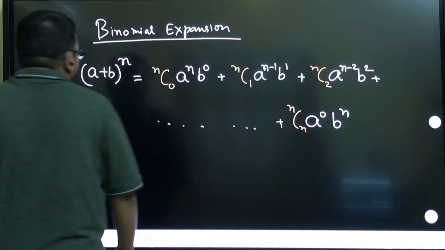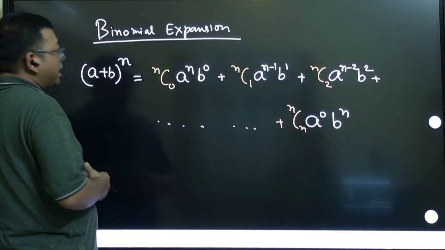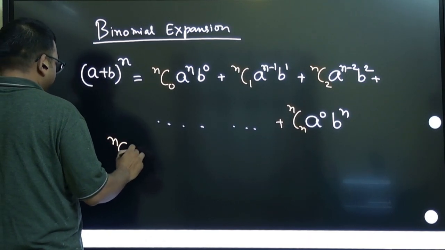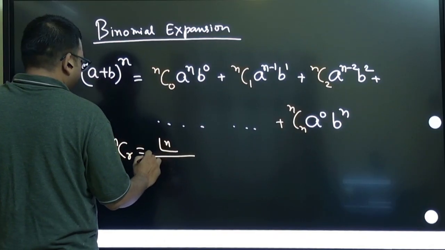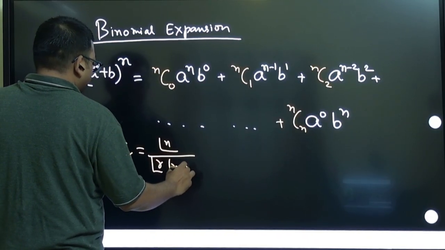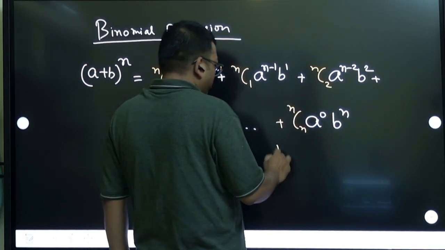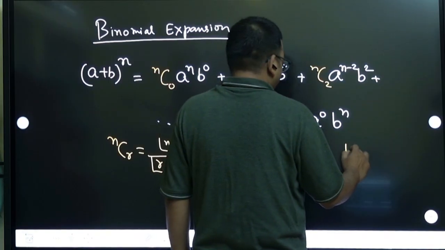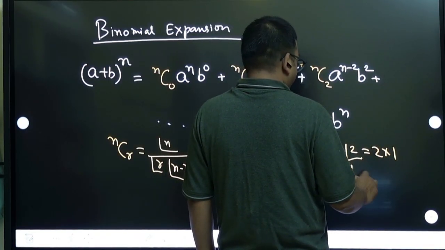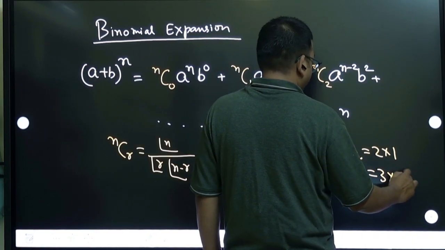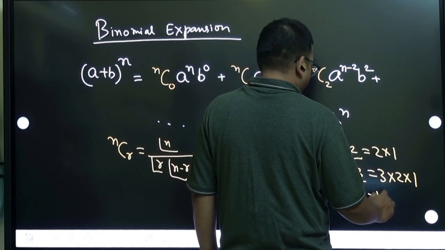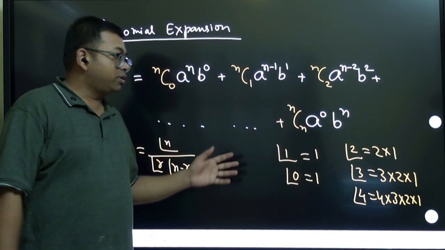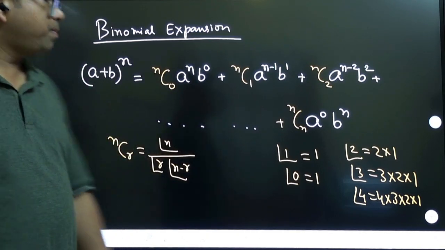Okay. So nC0, nC1, nC2, like that it continues. So this is the explanation of nCr. nCr is factorial of n divided by factorial of r times factorial of n minus r. And what does factorial mean? Factorial of 1 means 1. Factorial of 0 also means 1. Factorial of 2 means 2 into 1. Factorial of 3 means 3 into 2 into 1. Factorial of 4 means 4 into 3 into 2 into 1. Like that, factorials are defined, except for 0 and 1. All others are defined this way. Right.